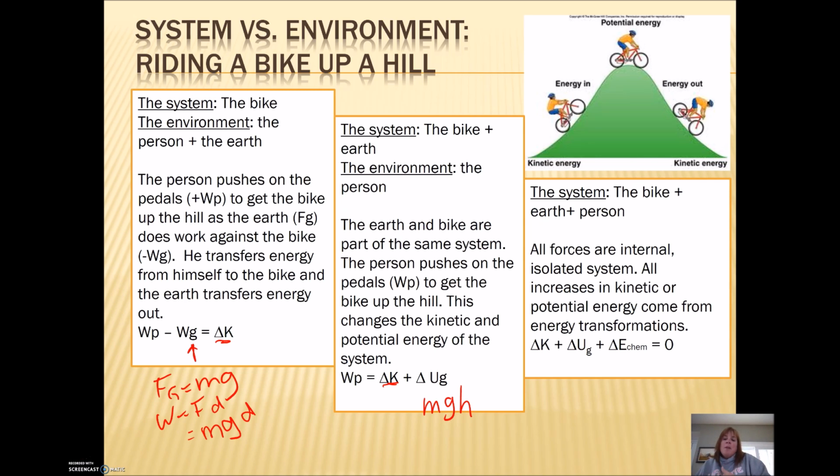So now instead of work being done by the pushing pedal person, it's coming from the chemical energy that's being spent by the pedal pusher person. So I know this sounds kind of confusing, but honestly, when we start to work on problems, it'll be kind of just instinctive what you choose as your environment and your system. So let's try some examples.